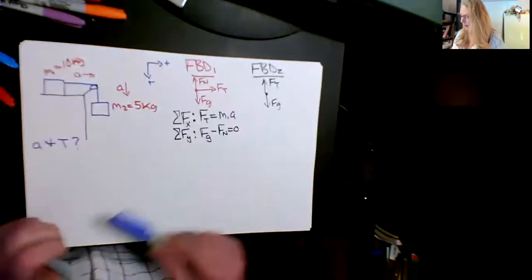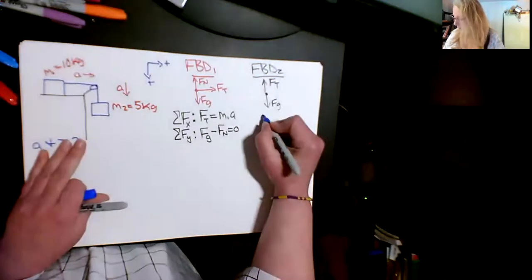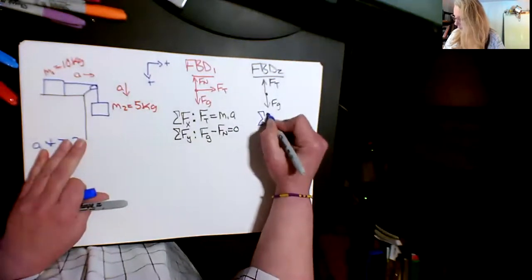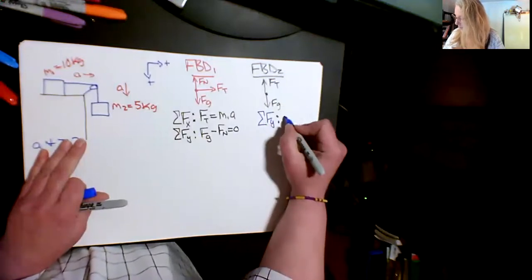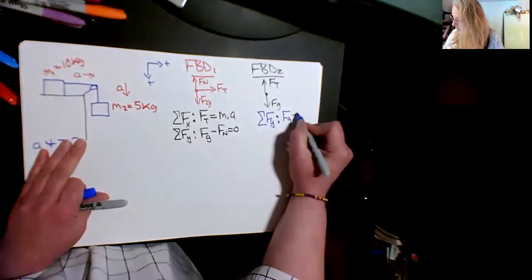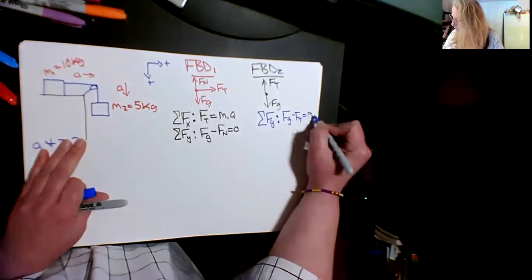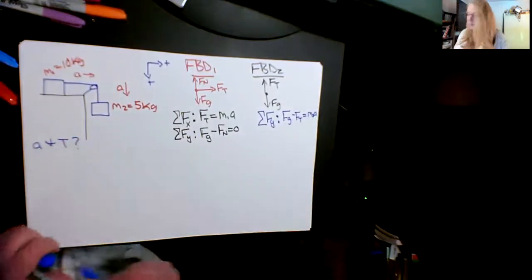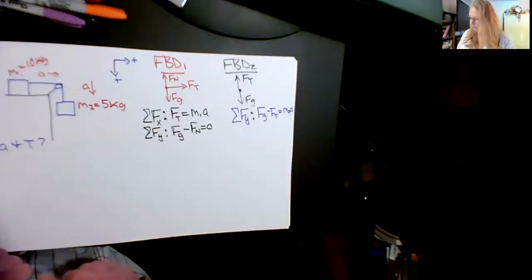I come over here and I'm like, well, there is no sum in the X. It's all in the Y. So let's do my sum here. The only one I have to do is the sum in the Y. I've defined down as positive, so I have force of gravity minus the force of tension equals mass 2 times acceleration. Make sure that's clear. Cool.